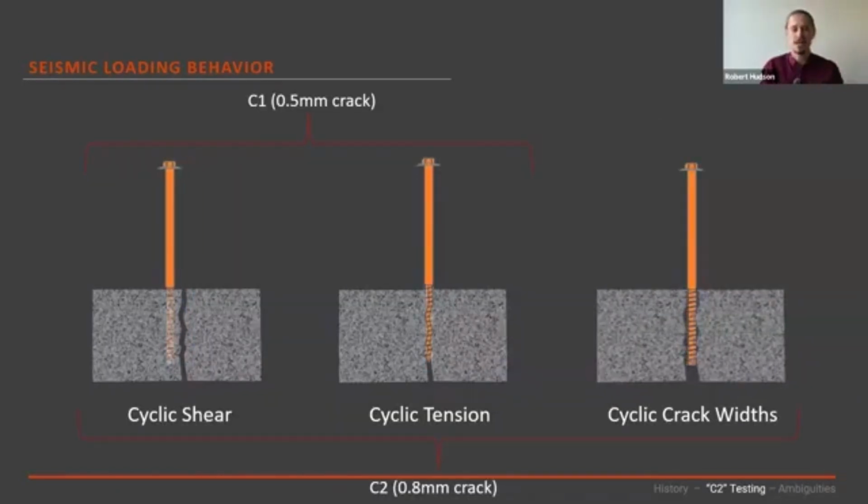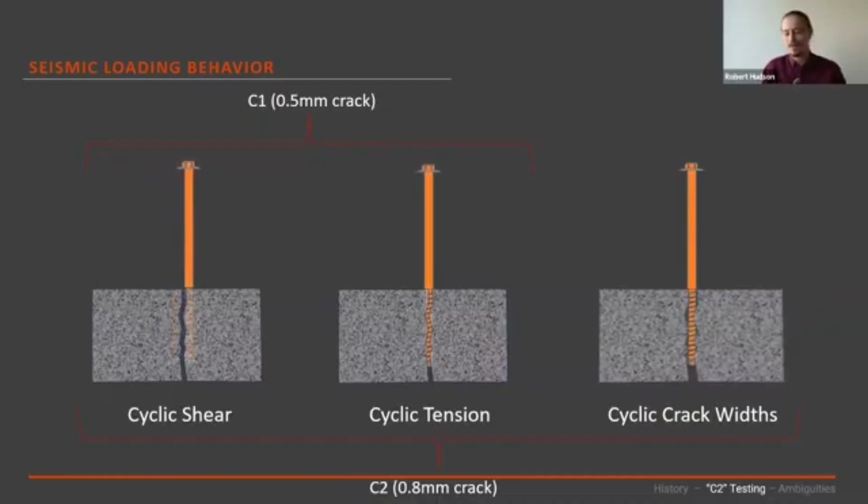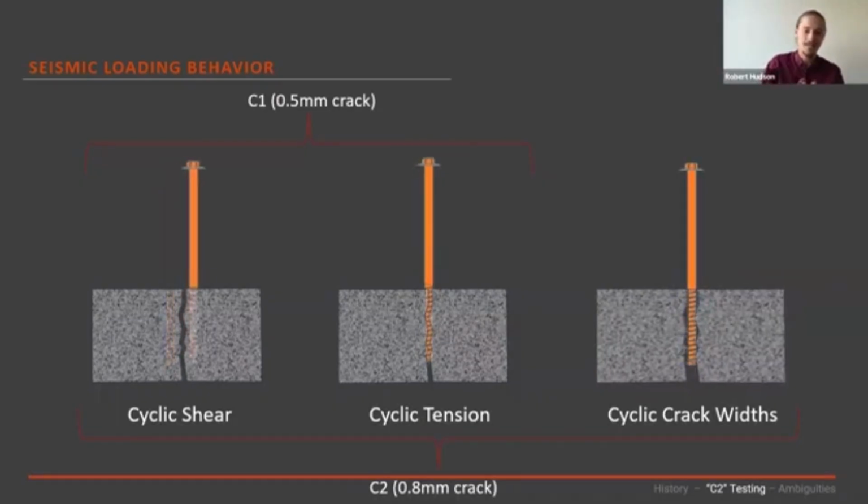Because we have this baseline assumption that our anchor is in the crack, that means these cracks are going to open and close around our anchors. And this obviously is going to have an impact on how the anchor behaves. And so what a C2 capacity is trying to represent is the impact of these three mechanisms and a crack width up to 0.8 mils wide.